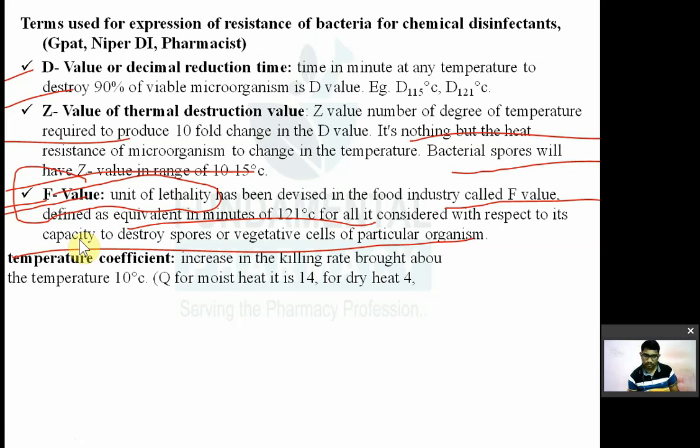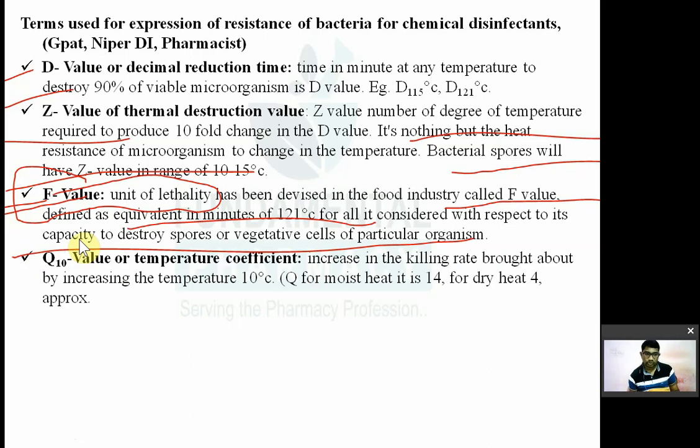इसके ऊपर भी क्वेश्चन आ चुका है. Q10 value. इसके ऊपर आई थिंक लास्ट 2 साल में आया. Q10 value or temperature coefficient. So increase in the killing rate brought out by increasing the temperature by 10 degrees Celsius. 10 डिग्री सेल्सियस टेम्परेचर बढ़ाएंगे तो किलिंग रेट कितना बढ़ेगा? तो increase in the killing rate brought by increasing the temperature by 10 degrees Celsius.